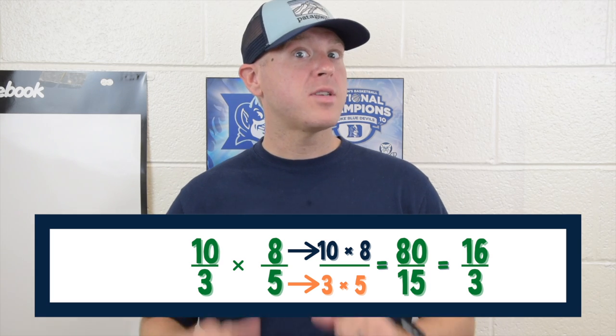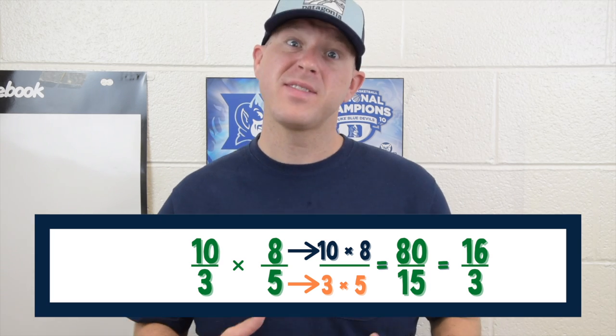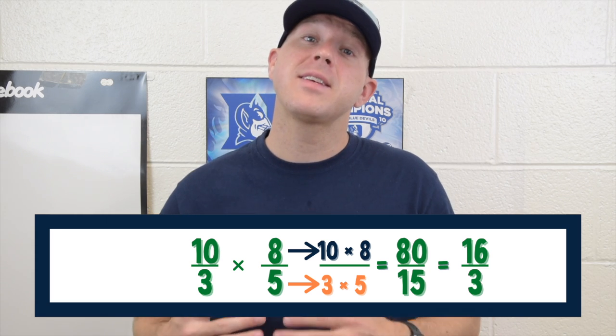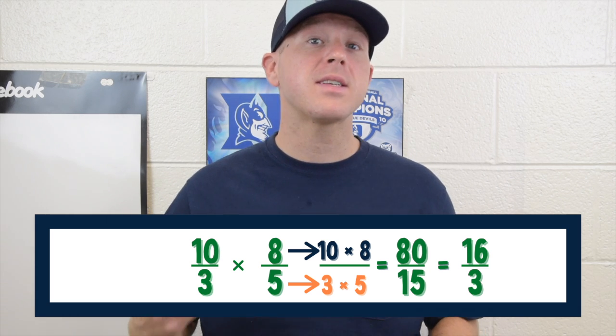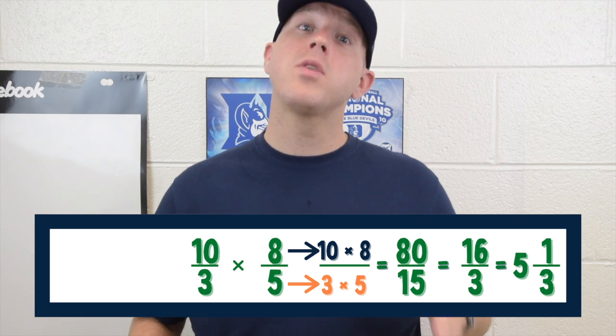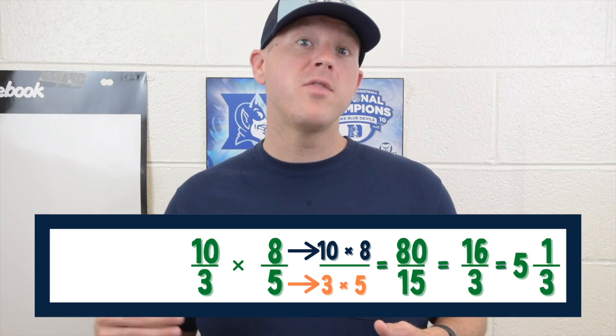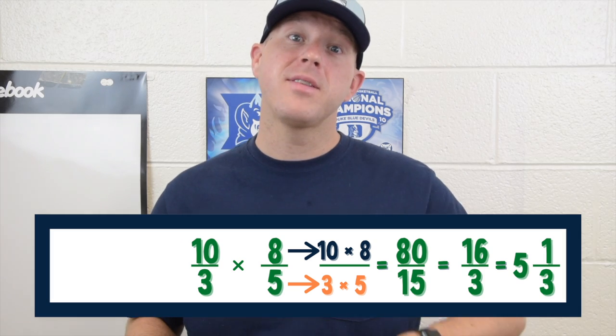I would much rather change that to a mixed number than 80 over 15. So let's do it. Alright, so now we have 16 over 3. Well, of course, 3 goes into 16 5 times. So our whole number is going to be 5. And what's left over is 1. So our answer is 5 1/3. So we went from 16/3 to 5 1/3. And that's the final answer. So as you can see, multiplying mixed numbers is just one extra step. You got to change those mixed numbers to improper fractions using that little C, and that might help you. And then you just multiply across.